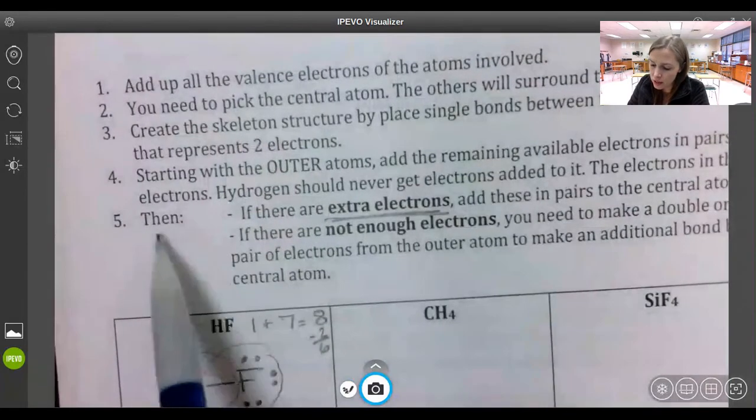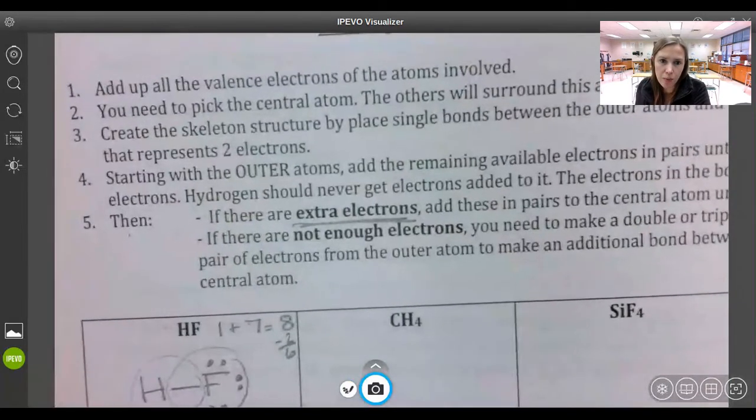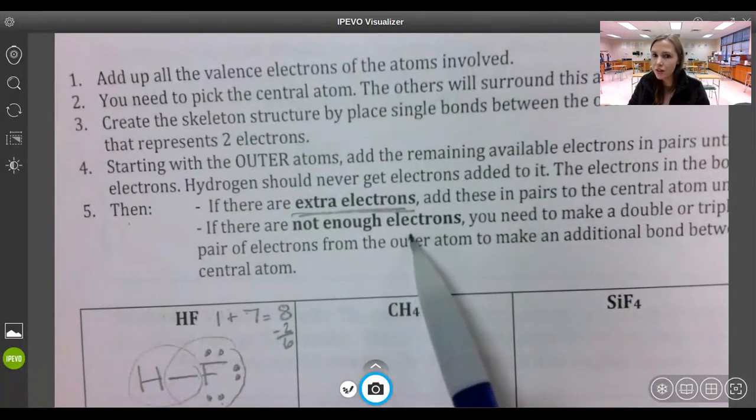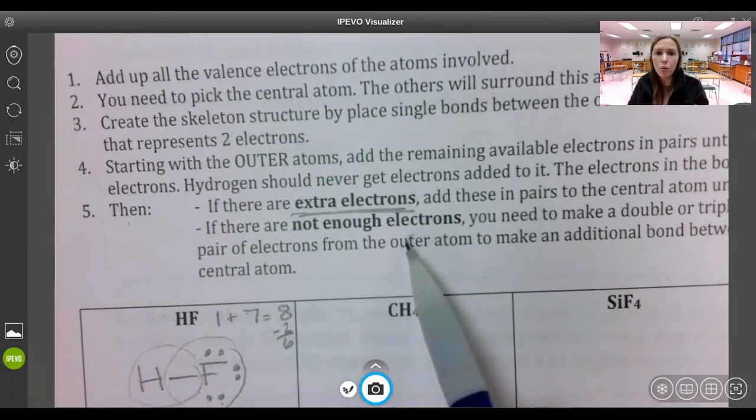All right, there's one other scenario in our directions up at the top where, okay, you filled up the outer atoms, you're checking all your atoms, but something doesn't have enough electrons, such as the center one. What do we do then?